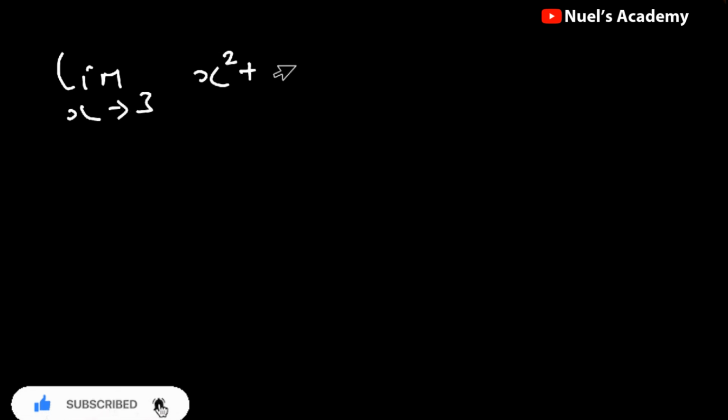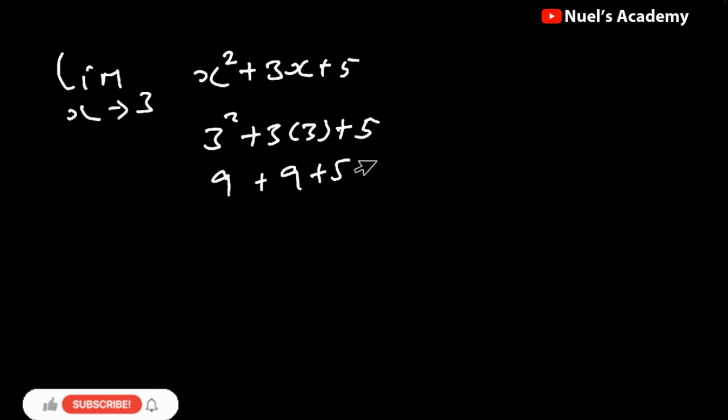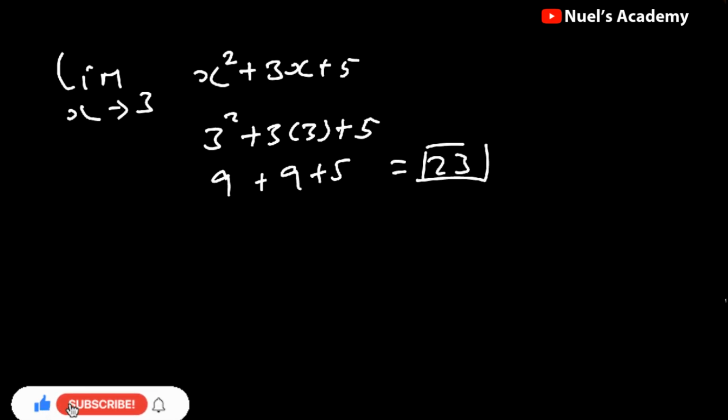So let's evaluate this limit as x approaches 3 of x squared plus 3x plus 5. Now in this case, we can directly substitute 3 here, and if you do that, we're going to have 3 squared plus 3 times 3 plus 5. 3 squared is equal to 9, plus 3 times 3 is 9, plus 5. So 9 plus 9 is 18. 18 plus 5 is equal to 23. And so this is the answer to this question. So let's solve one more example, a simpler one.